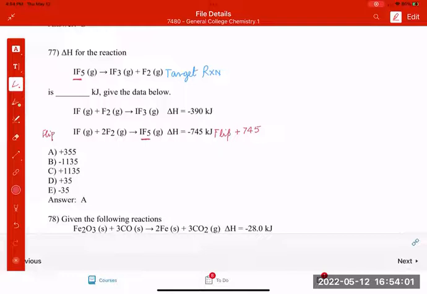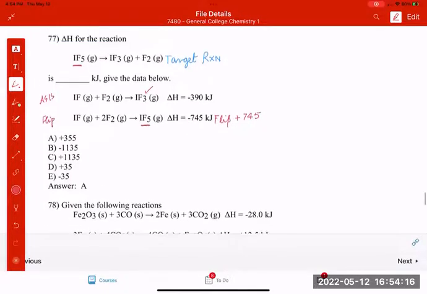Okay, next thing is you need IF3 on the product side, which in this case is good. So we are not going to change it. We will keep it as is. And that will take care of the fluorine. So do you guys want to do these steps or are you okay with that? Okay, everyone? All right, you can do it.